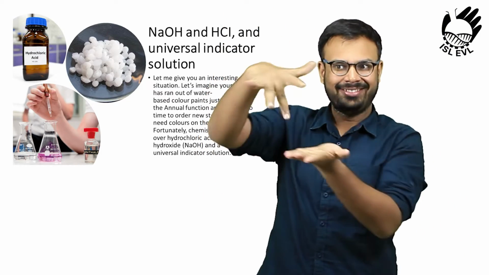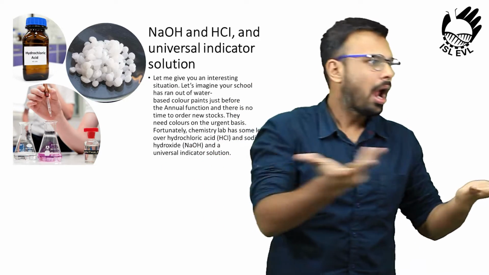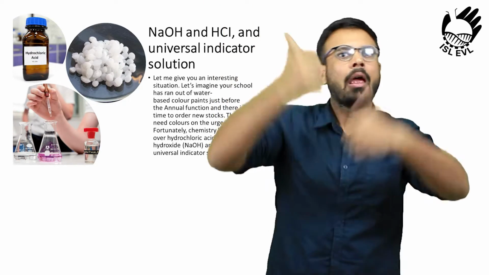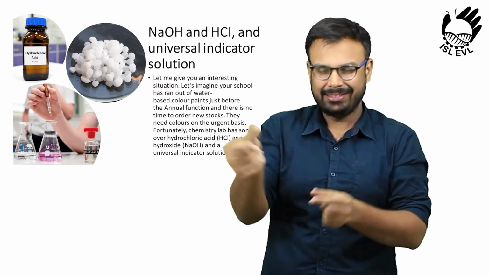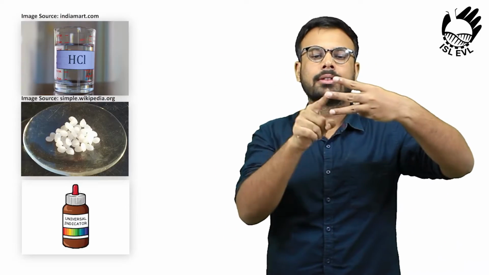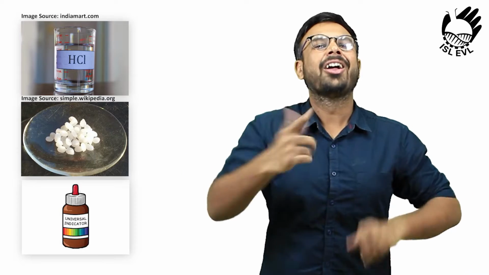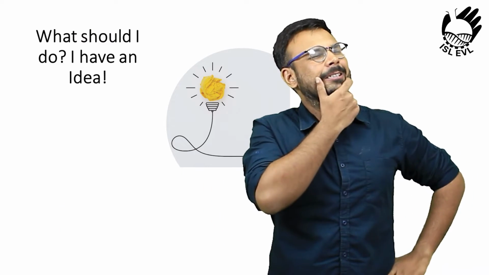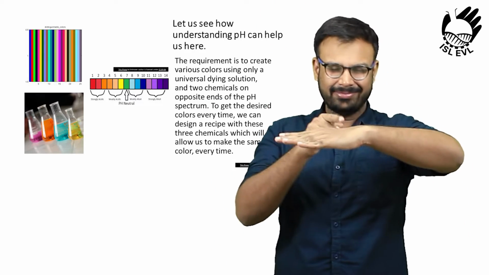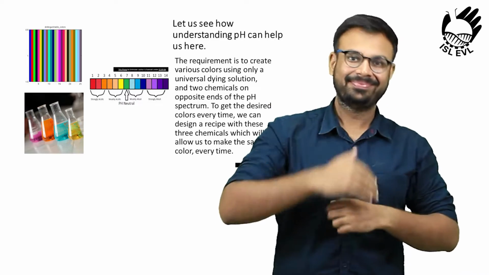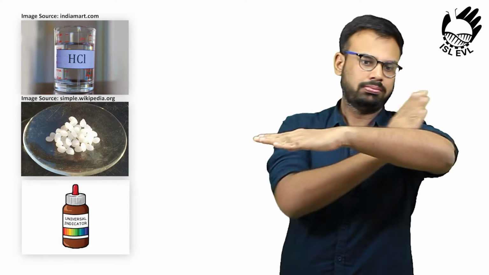Let me give you an interesting situation. Let's imagine that your school has run out of water-based paints just before the annual function, and there is no time to order new stocks. They need colors on an urgent basis. Fortunately, the chemistry lab has some leftover hydrochloric acid and sodium hydroxide, as well as a universal indicator solution. Now, what should we do? I have an idea.